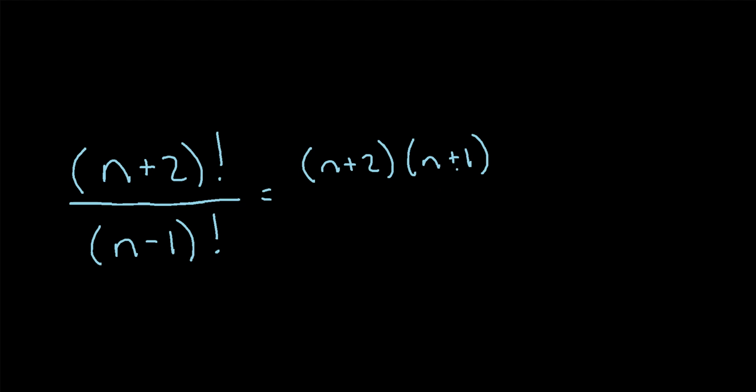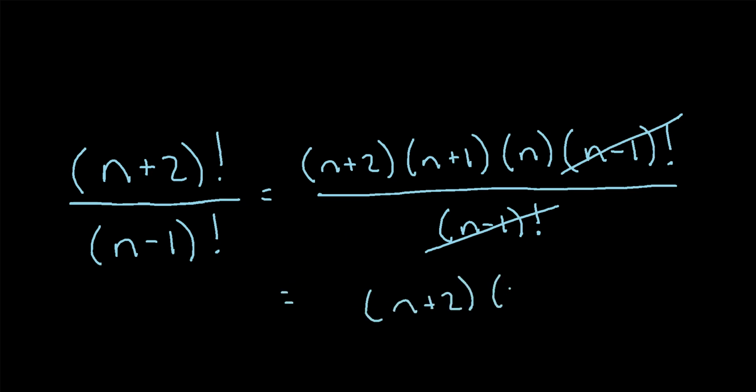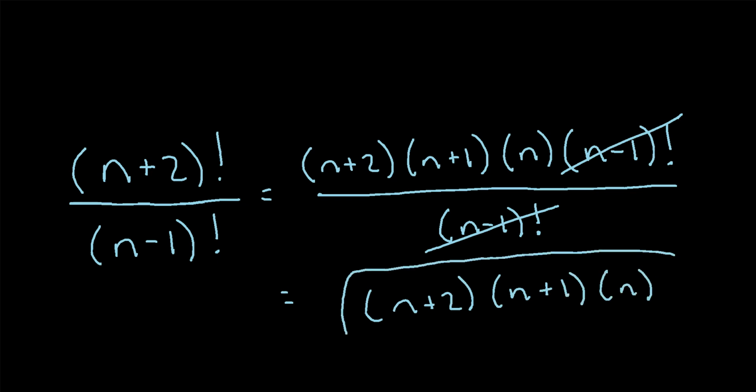Times, what's 1 less than this? Well, that would just be n by itself. Times, 1 less than n is n minus 1. And boom, we've reached the term that matches the term in the denominator. So we can say factorial divided by n minus 1 factorial. And we'll notice that these two expressions cancel out. So all we're left with is n plus 2 times n plus 1 times n. So that is our final answer.